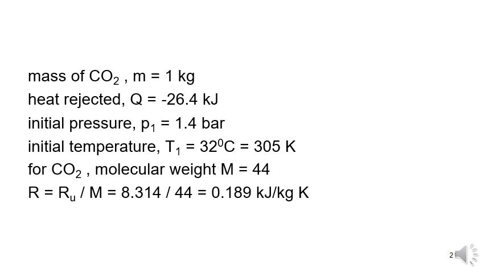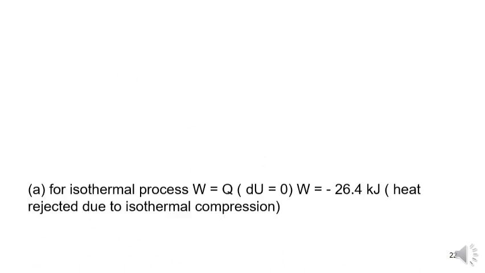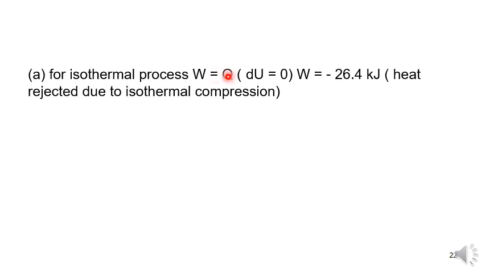They mentioned it is an isothermal process. For an isothermal process, dQ is equal to dU plus dW, where dU is equal to 0. So dQ is equal to dW. Now the second part, the work done: W is equal to Q, since dU is 0. Here W is equal to minus 26.4 kilojoules because heat is rejected due to isothermal compression. The negative sign indicates compression.